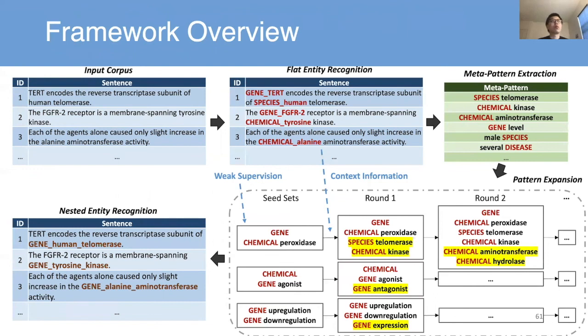So here's the overview of our framework. We start from the input corpus without any annotations. We will run some traditional named entity recognition model. It will only recognize the innermost entities, which are the minimum semantic unit. And then at the meta level, we are going to discover the meta patterns and use them to generate more similar patterns using pattern expansion. And in the end, we can leverage all these patterns to detect those more complicated nested entities. So in this way, we combine the flat entities and nested entities together in the end.